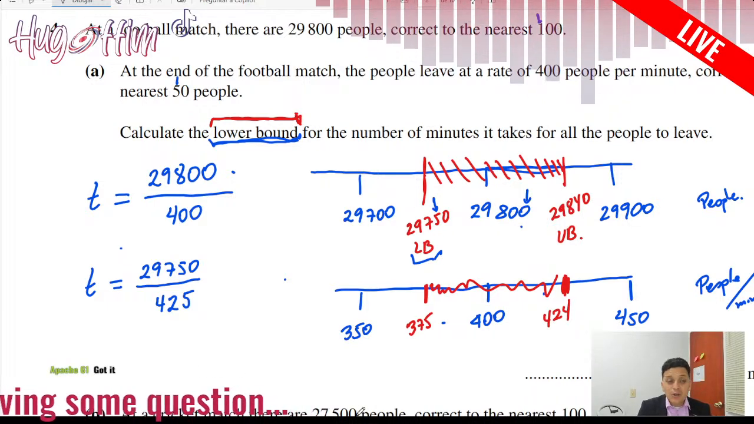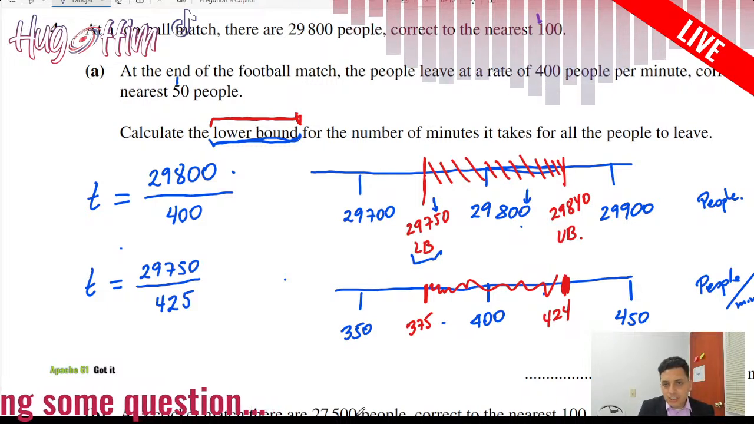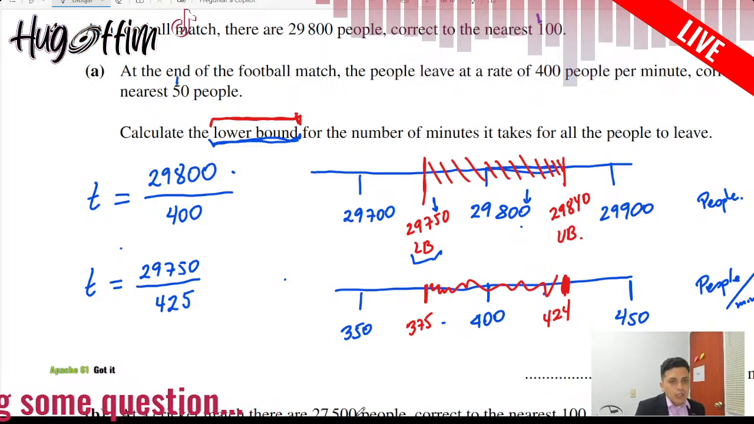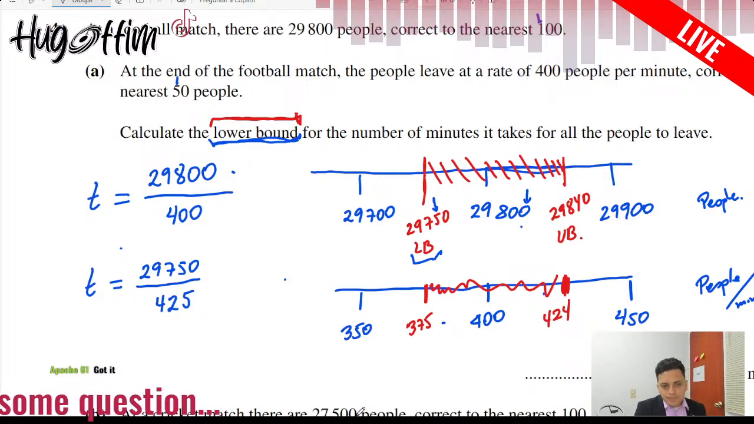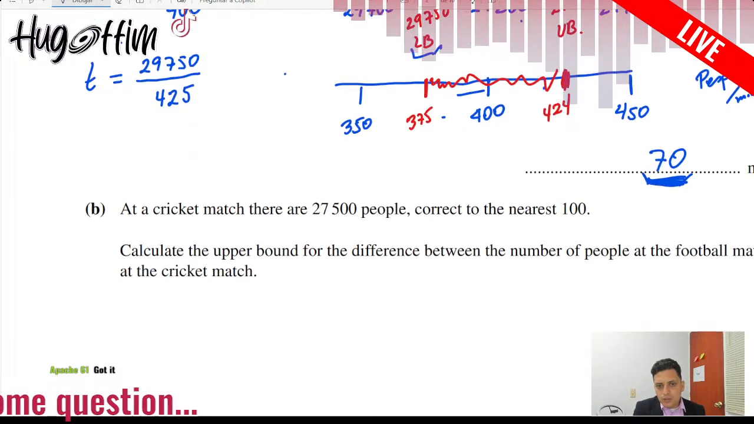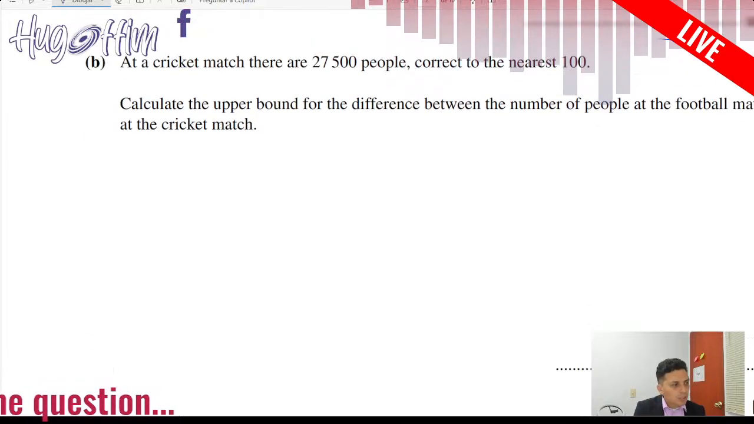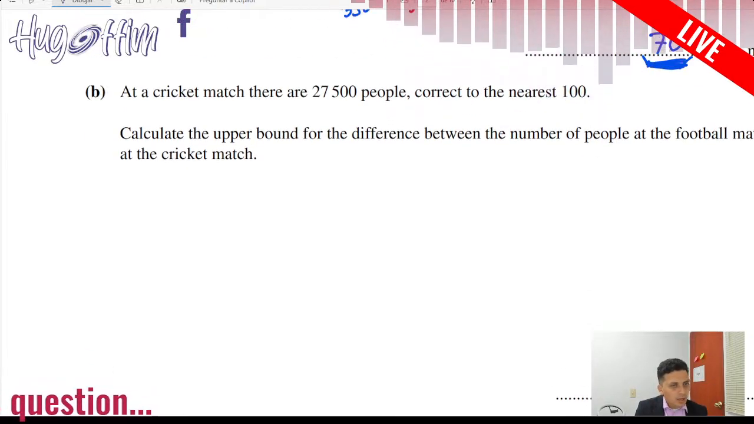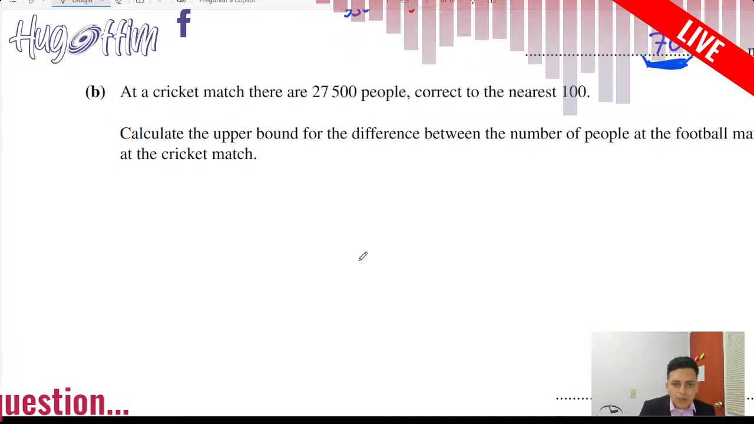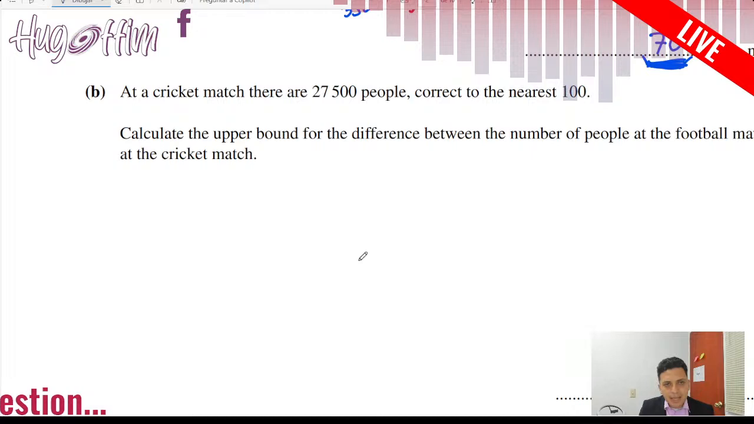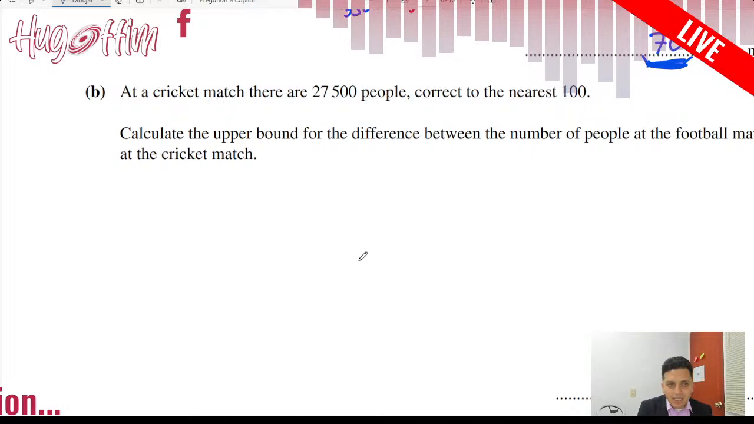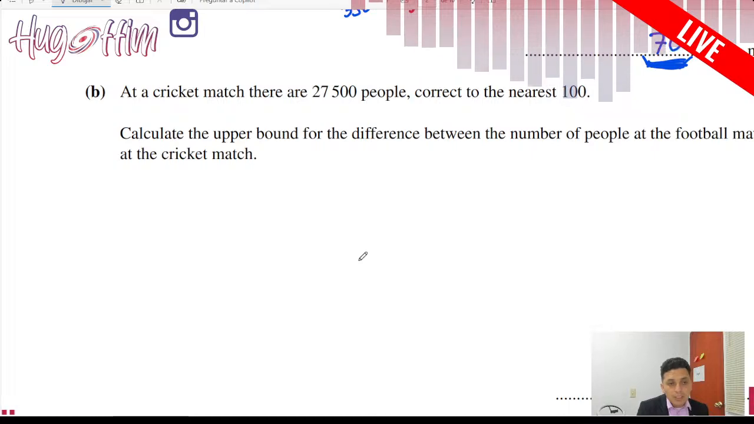Okay, everybody, this is how you can work. Today we worked on operations, rounding, using significant figures, and using lower bounds and upper bounds. I suggest you review this question. I'm going to leave it here for a minute so you can observe it, and write in the comments of this video the answers. What did you get? What is the upper bound? If at a cricket match there are 27,500 people, correct to the nearest 100, you need to calculate the upper bound for the difference between the number of people at the football match and at the cricket match.